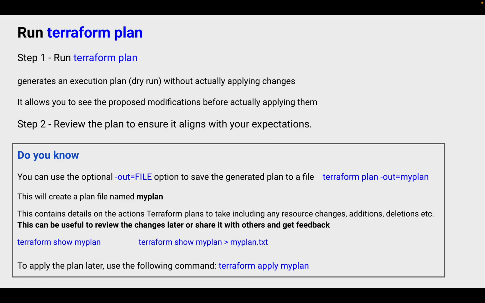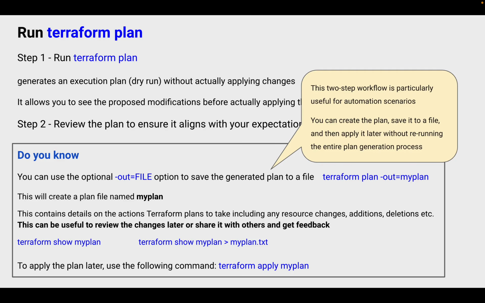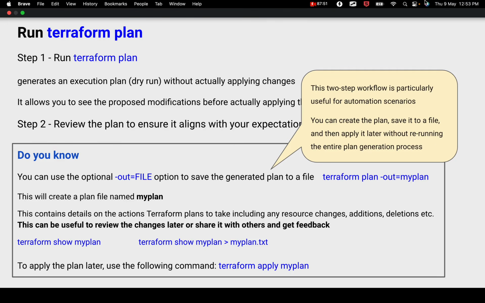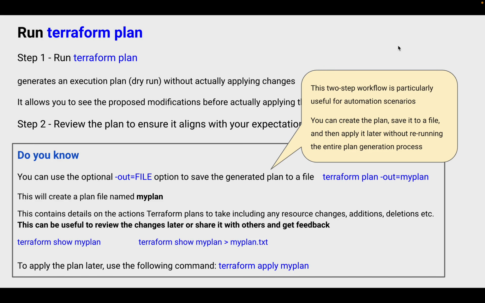Now this will help suppose we are using it in an automation or CI/CD pipeline. In that case, we can run terraform plan and get the file, and then we can review it and share it with others and get feedback, and when it is finalized, we can inject it in our CI/CD pipeline and use it directly with the terraform apply command. So that can be very useful.